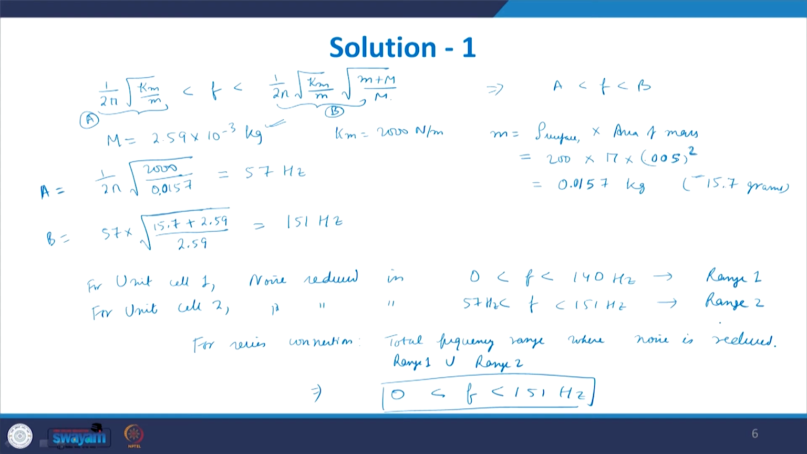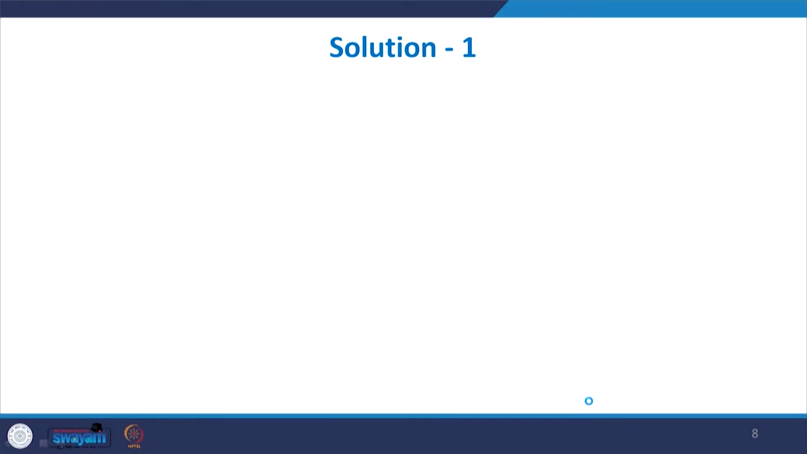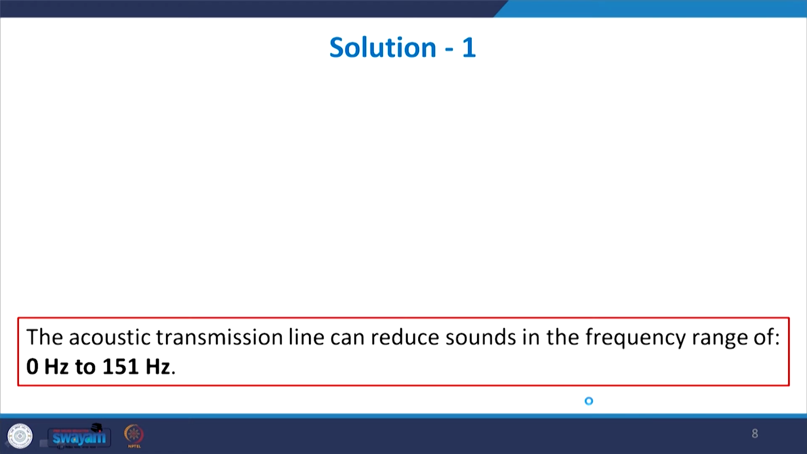So to think of it in this way, you have one unit cell and then you have another and so on. So when the sound passes through the first one, then 0 to 140 hertz are already reduced. Then it passes to the second one, then there is further reduction between 57 to 151 hertz. So overall reduction will be a combination of all these ranges. So this gives us the value which we were looking for. So that is the answer. So the acoustic transmission line can reduce sounds in the frequency range of 0 to 151 hertz.